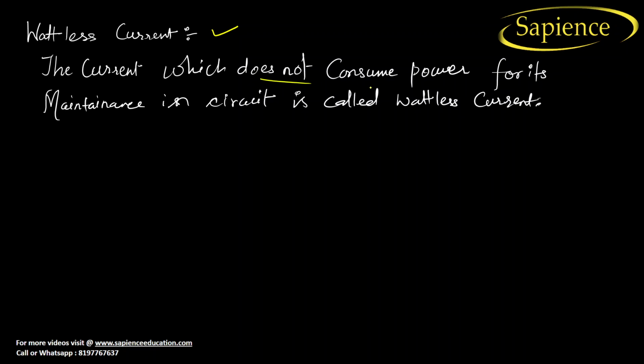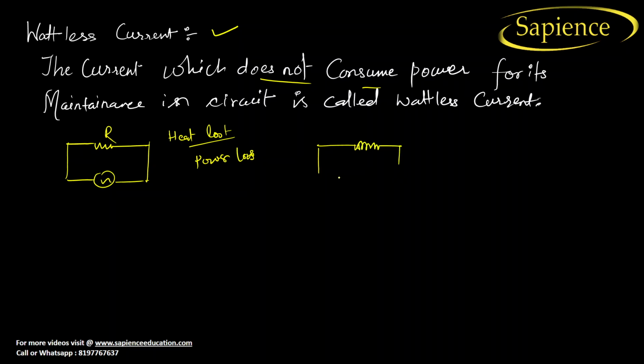The current which does not consume power for its maintenance in a circuit is called wattless current. Now let us consider a resistive circuit. If you apply an AC supply, what will happen? We will get heat, and heat will be lost. If heat is lost, it means there is a power loss, right?